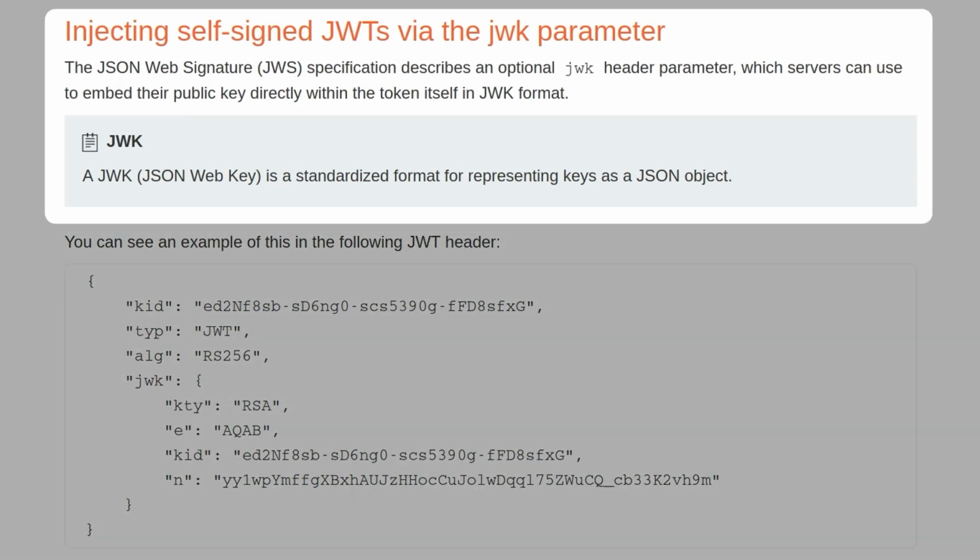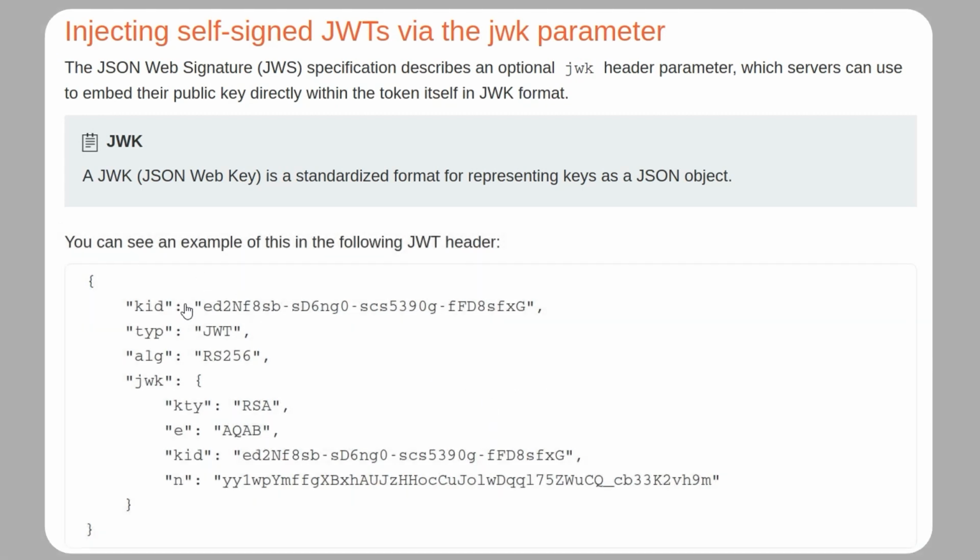The JSON Web Signature specification describes an optional JWK header parameter which servers can use to embed their public key directly within the token itself in JWK format. A JWK, or JSON Web Key, is a standardized format for representing keys as a JSON object, and we can see that in the example below, where we have some of the parameters we've seen. The key ID, the type is JWT, the algorithm is RS256, and then we have the JWK down here with some of the key details.